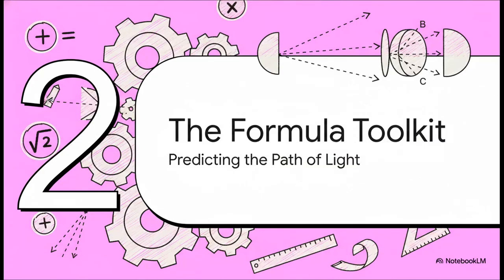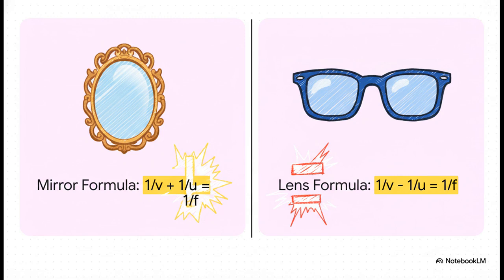So now that we have our GPS, we can grab the tools that actually let us predict the future, or at least the future path of light rays. Let's open up the formula toolkit and see how we can figure out exactly where an image is going to show up. And this is where physics just gets so cool and elegant. Just look at these two formulas. One for mirrors on the left, one for lenses on the right. They are almost identical. The only difference is that tiny little plus or minus sign.